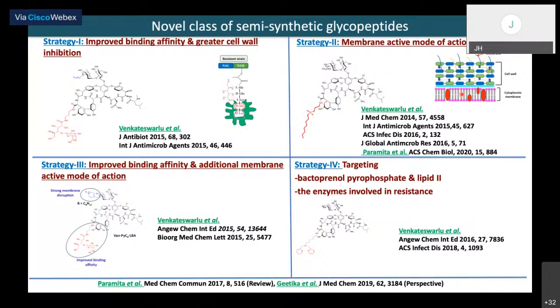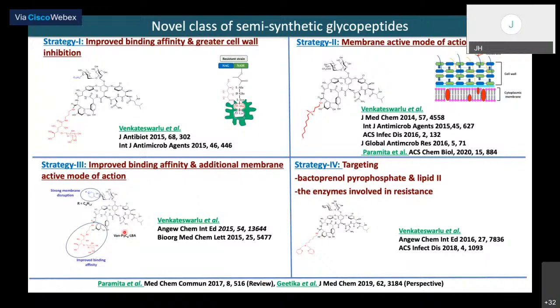It can inhibit the cell wall as well as interact with the cell membrane, while the parent drugs cannot do this. They can only inhibit the cell wall. By doing that, we can show that it can take care of those types of drug-resistant strains. Then we have also put both things in one system, increasing the binding constant to the cell wall as well as acting on the cell membrane, and we could show this will be even more effective.